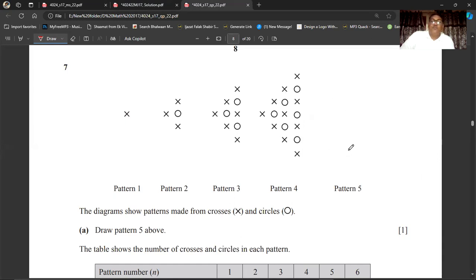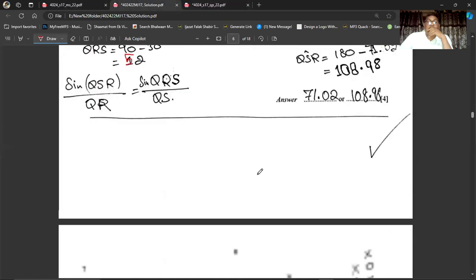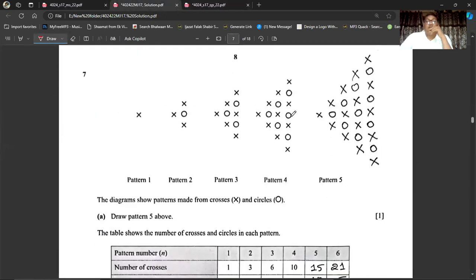So we have to make a fifth pattern here. The diagram shows patterns made from crosses and circles. Draw pattern 5. So this whole fourth pattern will be drawn. And here you have a circle. So I will put, this is the fourth pattern. Okay.